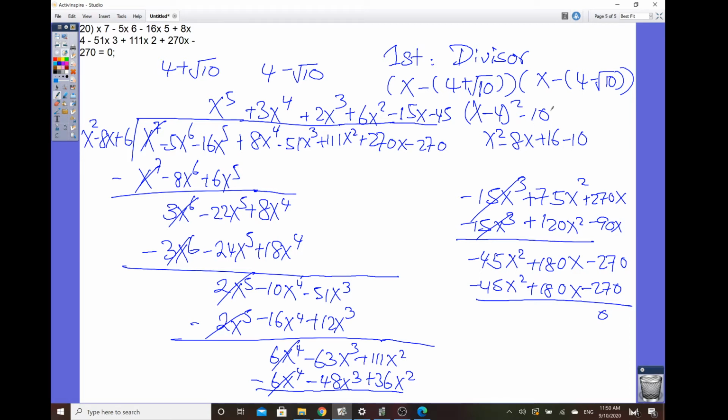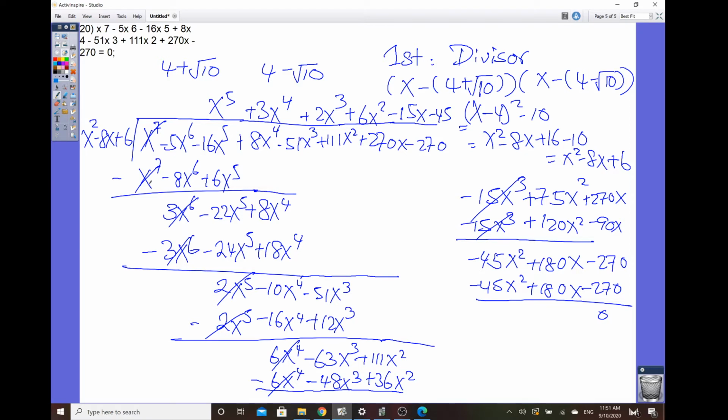So what I did here, I just regrouped them. So once you regroup, you'll see that it's a difference of two squares pattern. And then the rest of this, just expand it and then combine the like terms. So eventually you'll end up with x squared minus 8x plus 6. So that's the divisor.